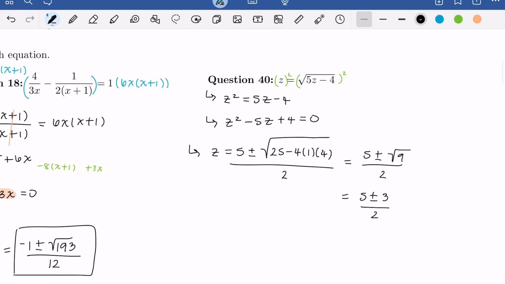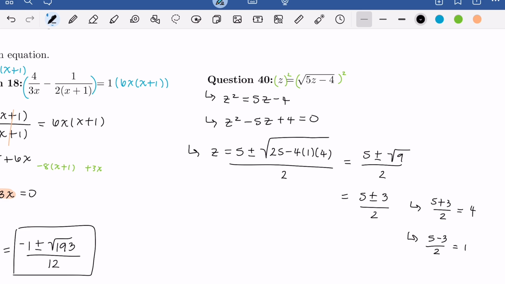So this means we can do this on the side here. We're going to have 5 plus 3 over 2, which is going to give us 8 over 2, which gives us 4, or 5 minus 3 over 2, which gives us 2 over 2, which gives us 1. So that means our solution set is going to be 1 and 4 for this one.